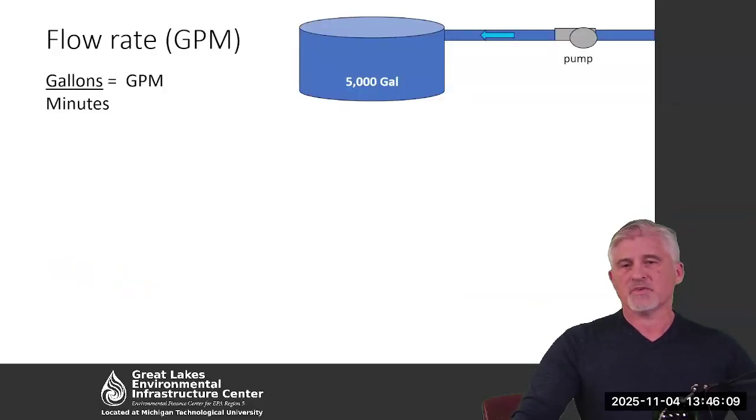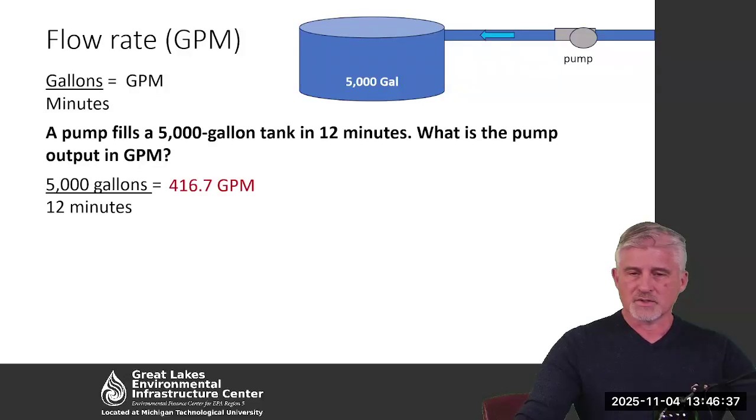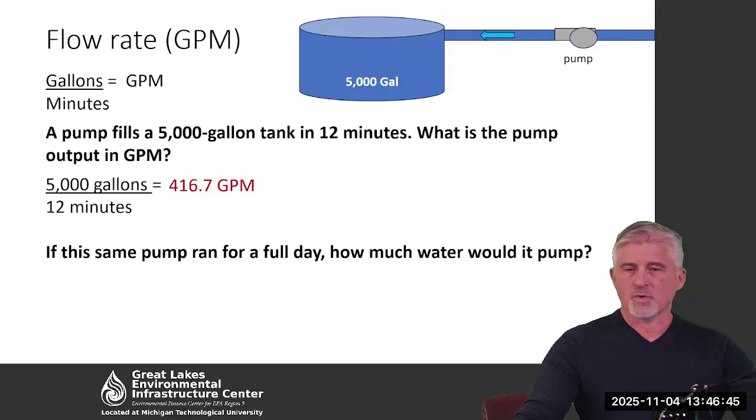So our next topic is going to be flow rate. Quite often we need to know what the flow rate is, and we may need to manipulate the flow rate to give us other information. In this case, we have a pump that fills a 5,000 gallon tank in 12 minutes. What is the pump output in gallons per minute? We take our 5,000 gallons and divide it by the 12 minutes that it takes, and that gives us 416.7 gallons per minute. That's the flow rate of that pump. So now if that pump flowed for a full day, how much would it pump?